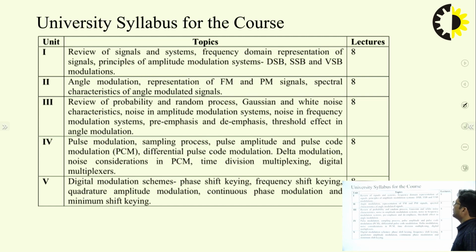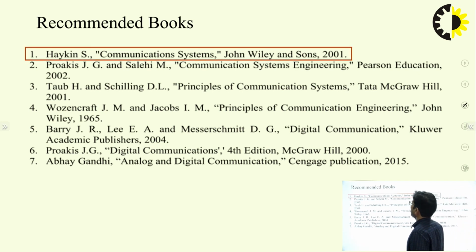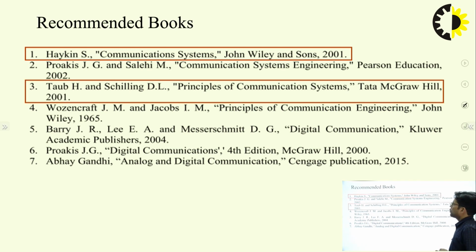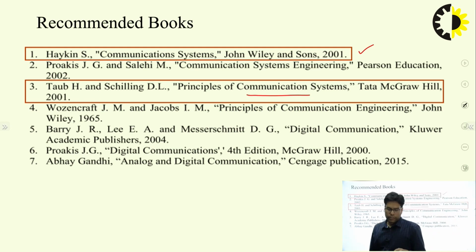So, let's begin. These are the books recommended by the university syllabus, and these are the 7 books. But out of these 7 books, I will recommend the first book by Haykin, the title of the book is Communication System, and the second book by Taub and Schilling, the title of which is Principles of Communication System. These 2 books are important to cover all the syllabus of this subject. So, if you have them, well and good. If you don't have them, please take them from the library.